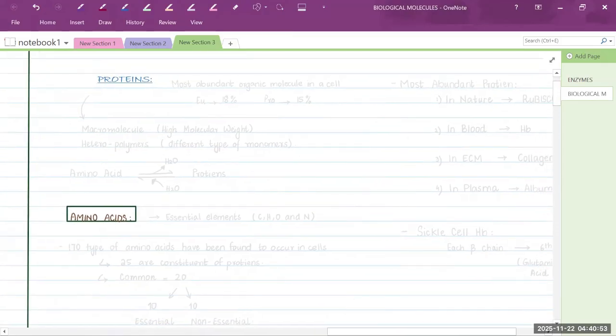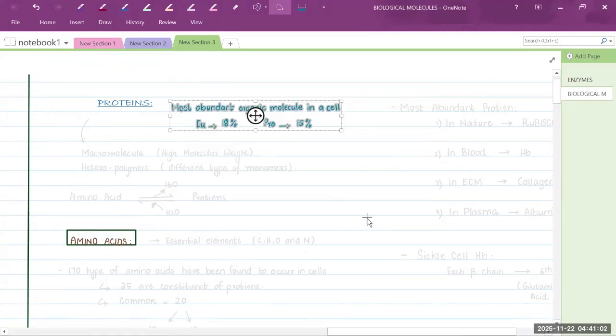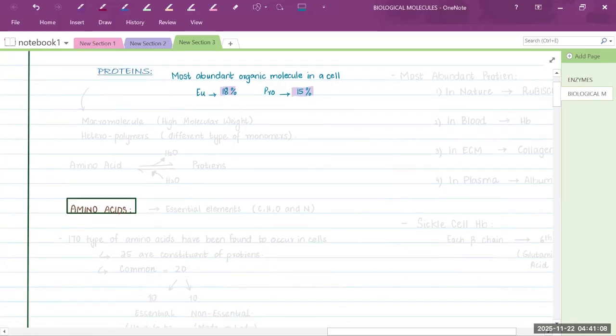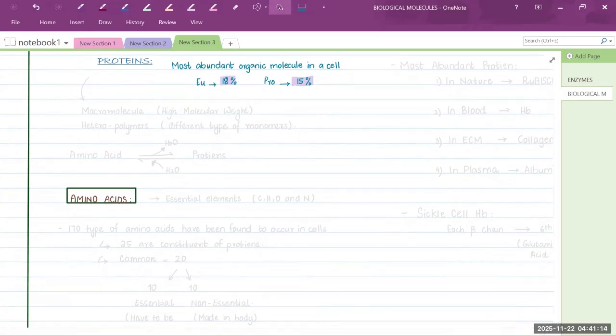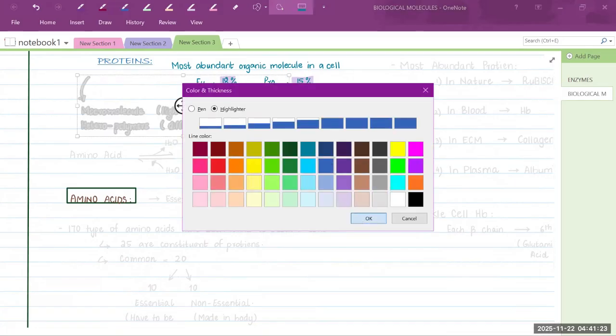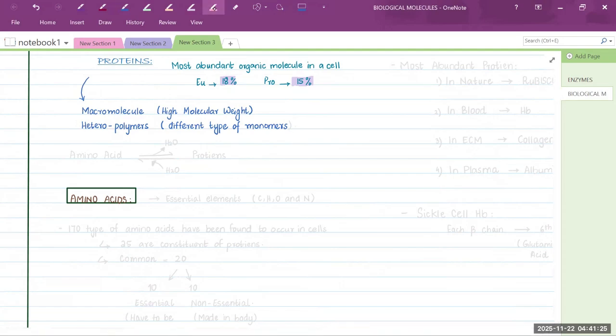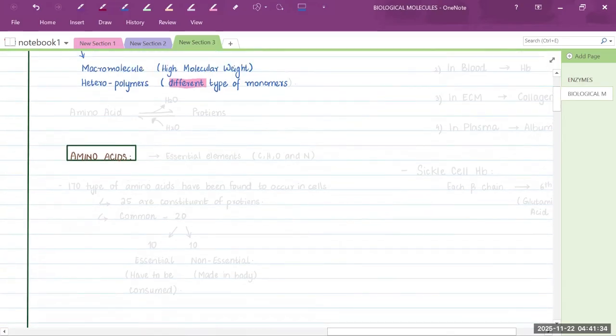What are proteins? As we saw earlier, they are the most abundant organic molecule in a cell. In eukaryotes, they are 18%, and in prokaryotes, they are 15%. Also, they constitute 50% of the dry weight of the cell, as we mentioned earlier. They can also be known as macromolecules because they have high molecular weight. Apart from that, they are also known as heteropolymers because they constitute different types of monomers, and we'll see why they have different types of monomers later on when we see the structure of the amino acids.